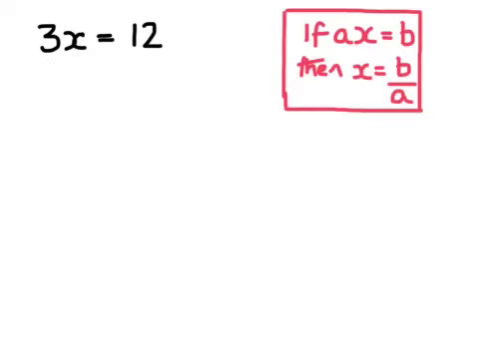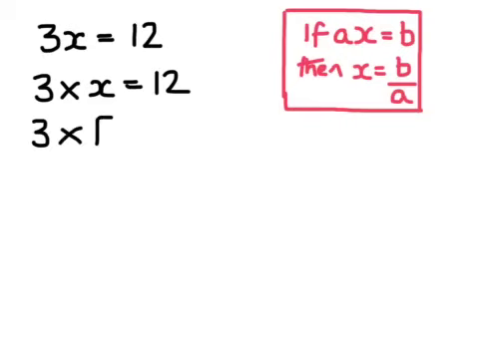Right? 3x means 3 multiplied by x. So another way of thinking about this would be 3 multiplied by a number x is 12. So what I'm trying to work out is what number would I multiply 3 by to get the answer 12.